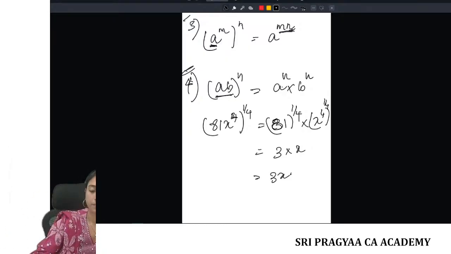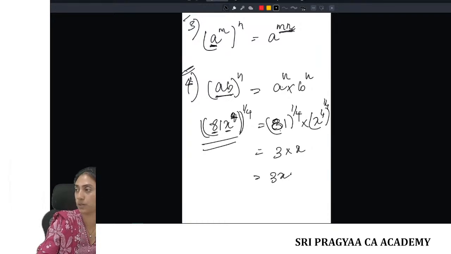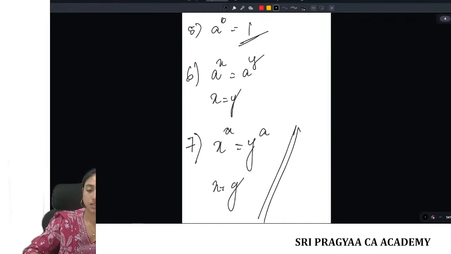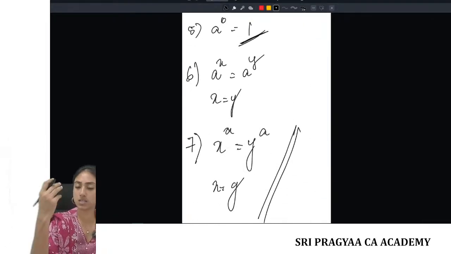That's why I gave you this example. 81 into, so this is a constant, this is a variable, these are two terms. Okay? Raised to the power of 4, this whole thing raised to the power of 1 by 4, so 81 into 1 raised to the power of 1 by 4, x power 4 into 1 by 4, we did. So 3x.